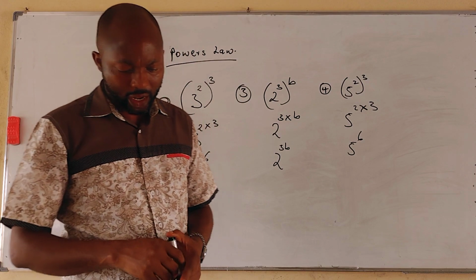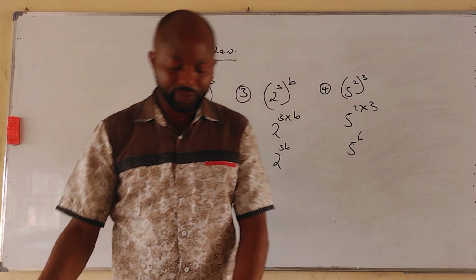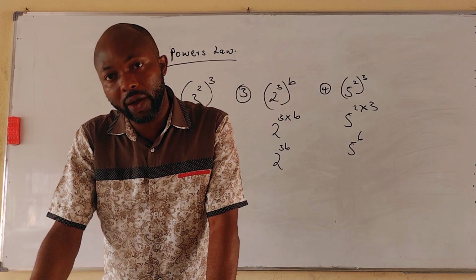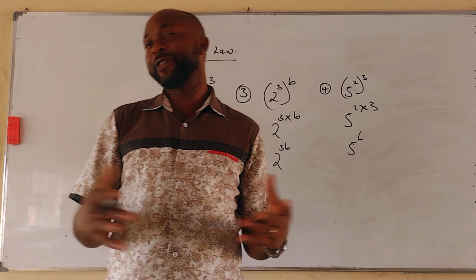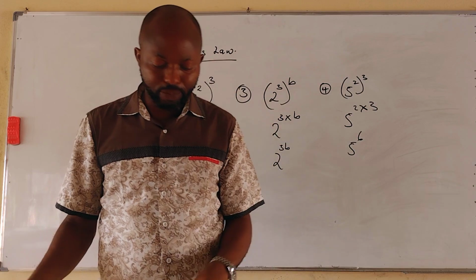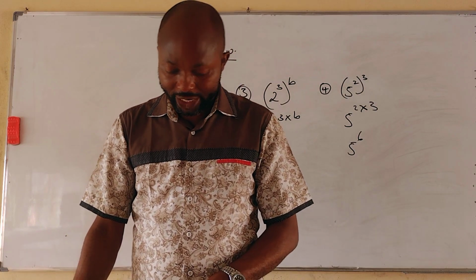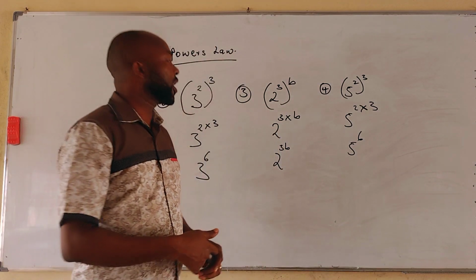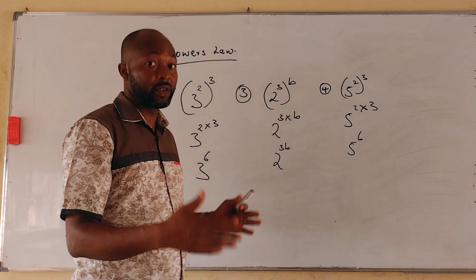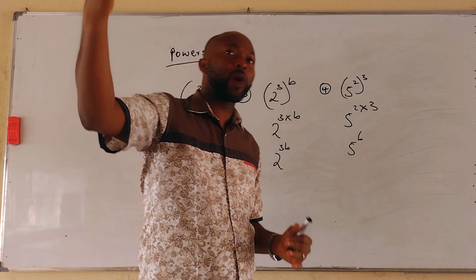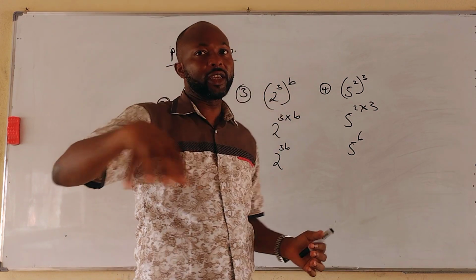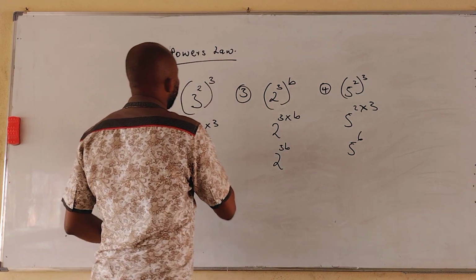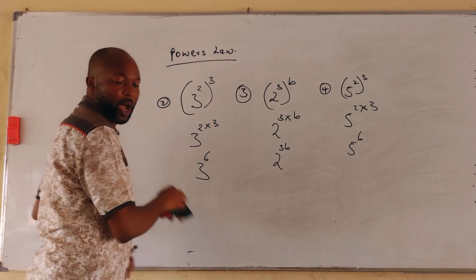Let's look at another one, the product power law. When the product of different factors in the bracket is raised to a certain power, that power is distributed evenly to all the variables in the bracket. Let's take that. This is the product power law.